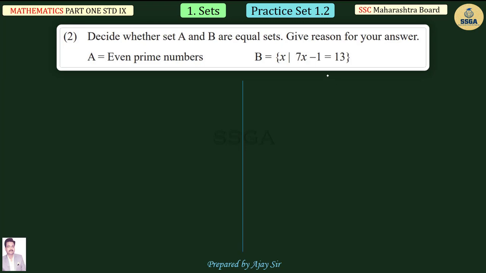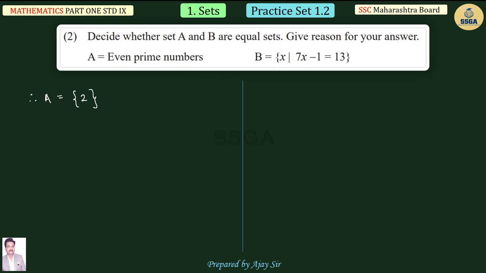Okay, student. Let us start with A, the even prime number. The set of prime numbers starts from 2, 3, 5, 7, 11, 13, 17, 19. The only even prime number is 2. So set A contains only one element, that is 2. Set A, the even prime number, is 2 only.